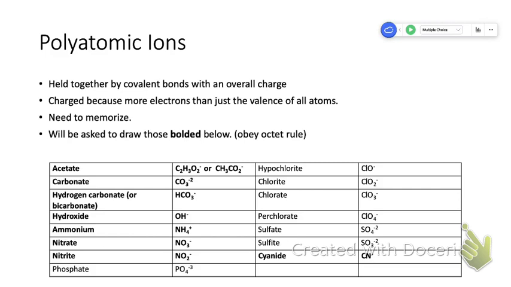So, one thing that's going to be very valuable is taking practice. Draw the Lewis structure. How do we deal with a negative charge when we're drawing a Lewis structure? Where does that play in?